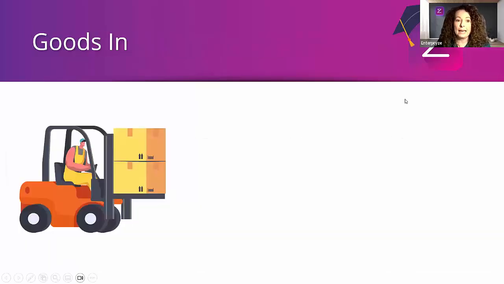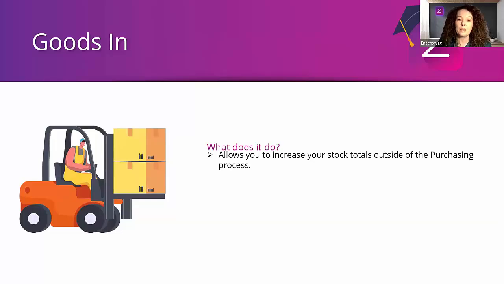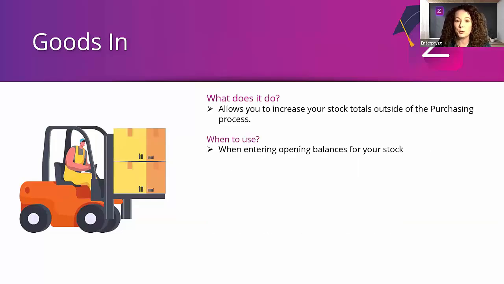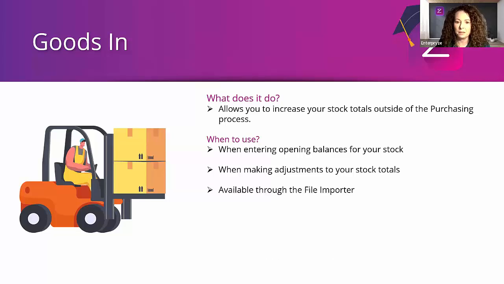So let's just quickly review again the goods in. I think I've probably mentioned everything there even on the previous slide, so not to go through it all in great detail. I've mentioned this is used outside of the purchasing process, so outside of a purchase order, outside of a goods receipt. This is where you're just replenishing stock, so increasing stock totals. When would you use it? I think I've mentioned that already, when you're entering opening balances for your stock, for example. Again, you could use the file importer to bring in a batch of all those opening balances for your different stock items. Also when you need to make adjustments to those items.